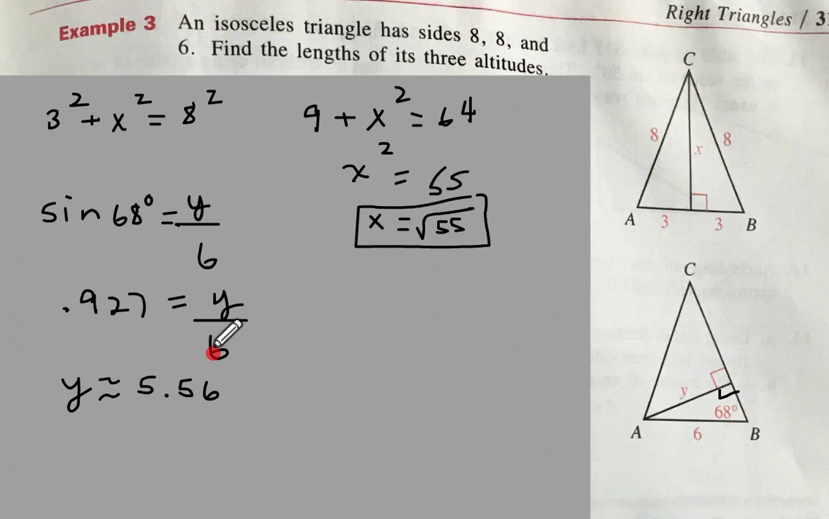They wanted 3 altitudes, but they're only showing us doing 2 here, so we're just going to leave it at that. So that is the other altitude, which is y. All right, let's look at a couple practice problems.